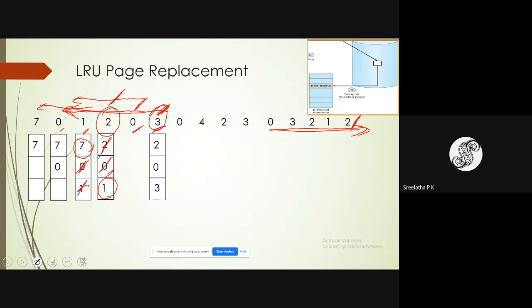So the idea here is, the system assumes that the page which was recently used will be the page which is used next. And hence those recently used pages are retained.